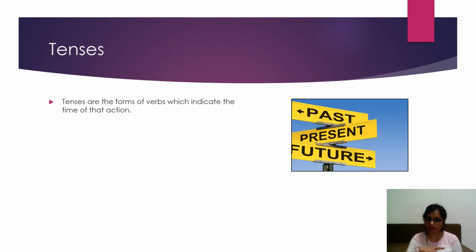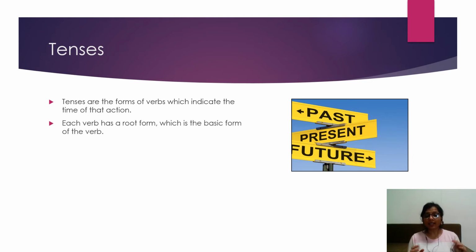Tenses are forms of the verbs which indicate the time of that action, whether that action happened in the past, or it happened in the present, or it will happen in the future. Okay? Now, each verb has a root form, which is called the basic form of that word. Example, say dance. Dance is the root form of the verb. If it happened in the past, I will say danced. I add ed to it and it becomes danced and indicates that the action happened in the past.